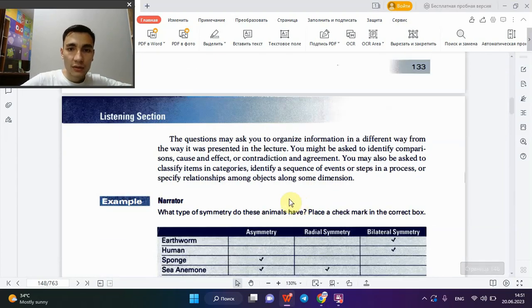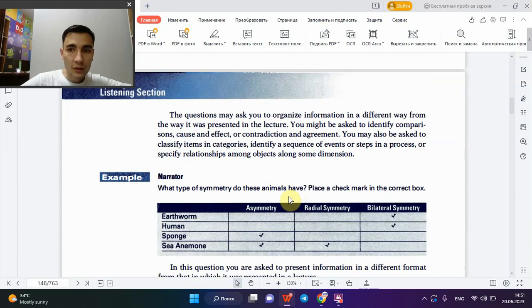The question may ask you to organize information in a different way from the way it was presented in the lecture. You might be asked to identify comparison, cause and effect, contradiction or an agreement.